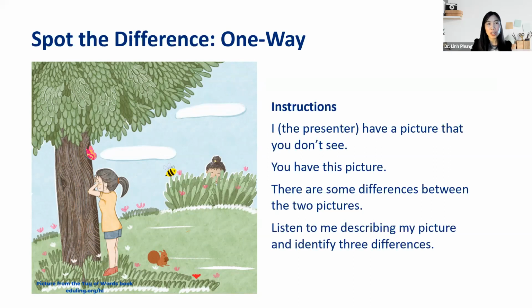Okay, so I have a picture of a mother and a daughter playing hide and seek. The mother is standing against a big tree. Her head is against the tree trunk. Her eyes are closed. The hands are covering the eyes. Above her on the tree trunk is a blue butterfly.